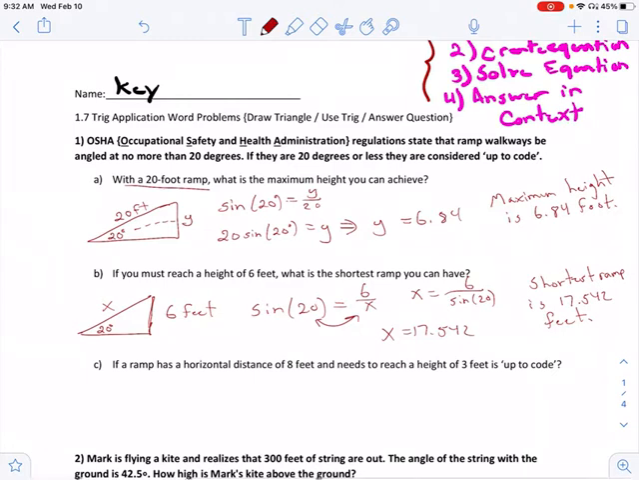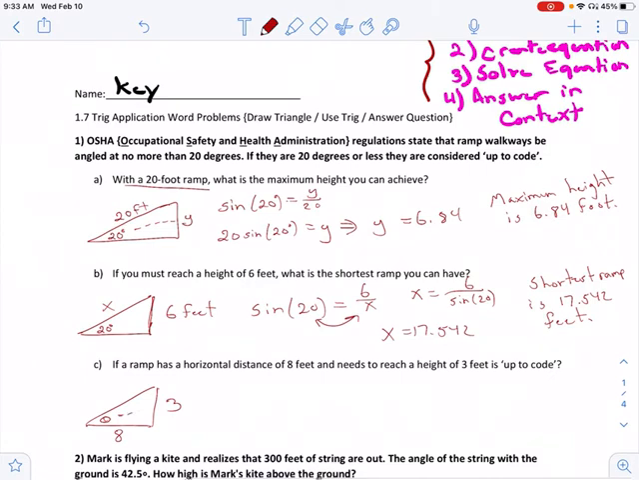If a ramp has a horizontal distance of 8 feet and needs to reach a height of 3 feet, is it up to code? This might be if we have a space limitation and I'm trying to get to a height of 3 feet, maybe to the top of a set of stairs, like a little landing, and I've only got 8 feet worth of horizontal distance to get there. Is that going to be up to code? We'll find that angle and then try to figure out if it's less than or equal to 20 degrees.